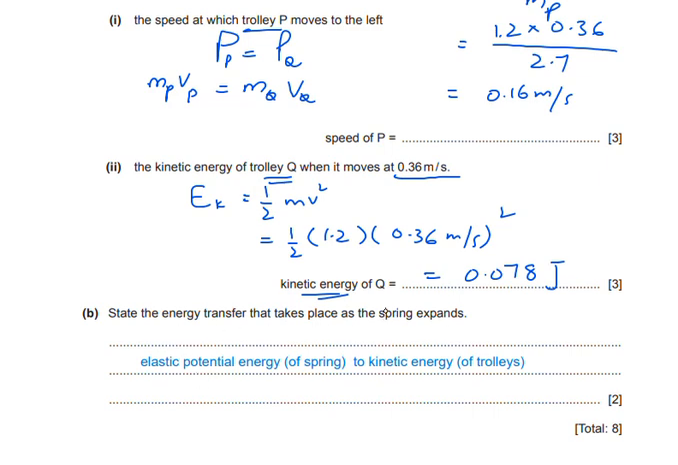Okay. State the energy transfer that takes place as the spring expands. So when it was compressed, it was having elastic potential energy. Okay, so when it expands, we saw that the trolleys are moving on both sides. So this energy, elastic potential energy of spring, is converted into kinetic energy of trolleys. All right, this part contains 1 mark, this part contains the second mark.